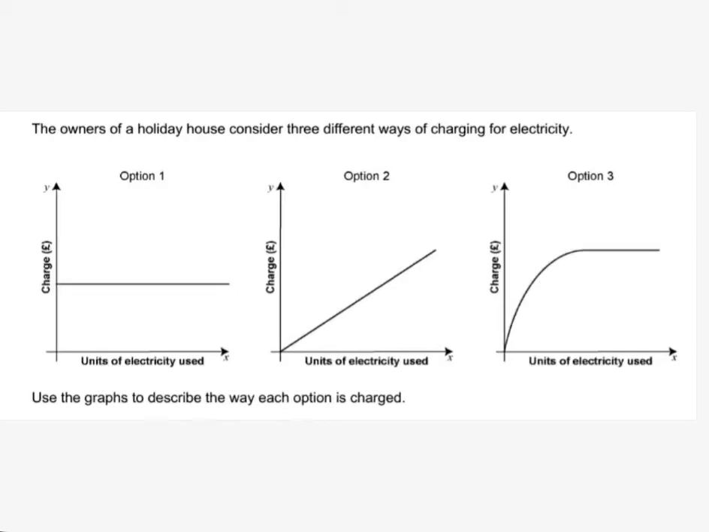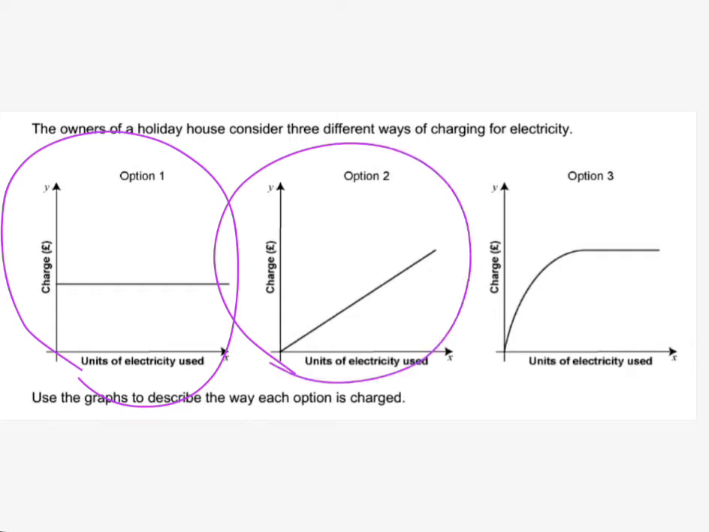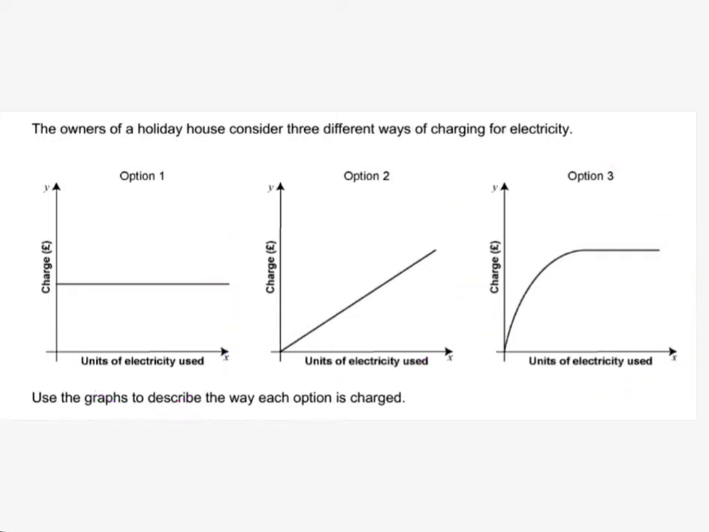In this presentation, we're going to talk about Unit 4, graphs, and how to interpret them. Now, in this question, the owners of a holiday house consider three different ways of charging for electricity. These three options here are options for paying for electricity.